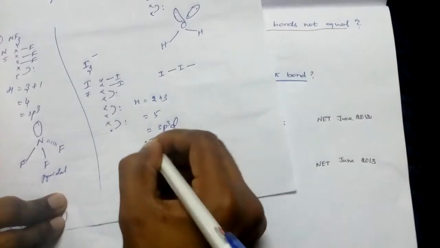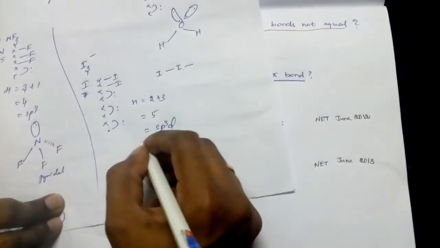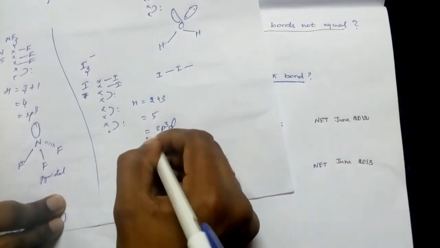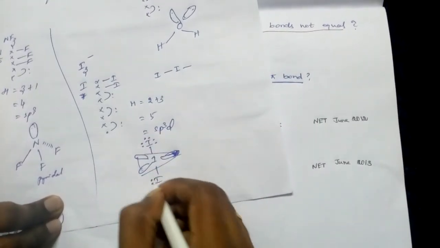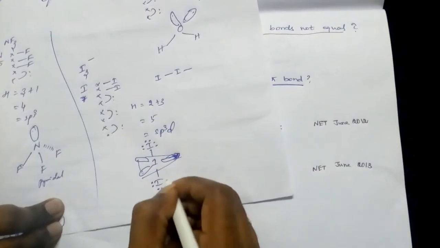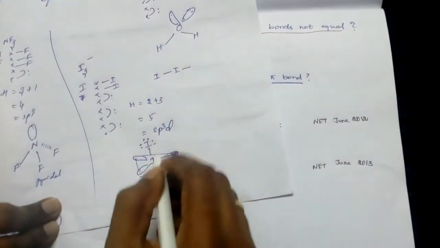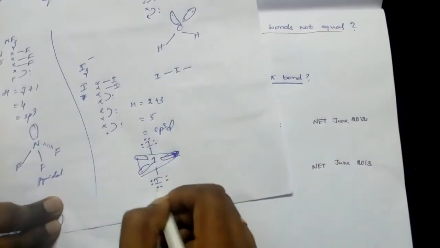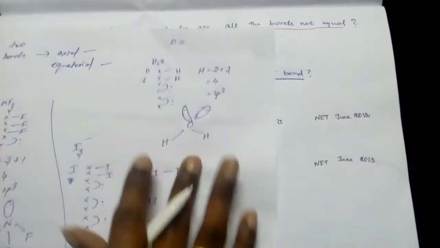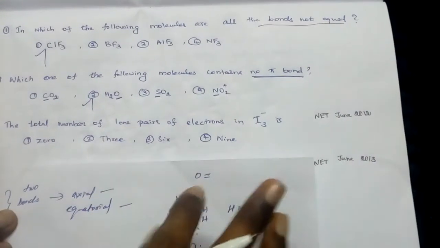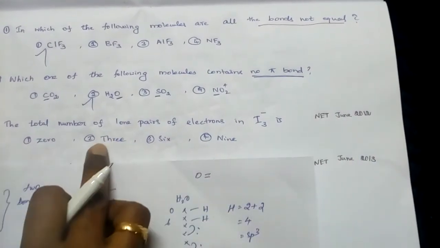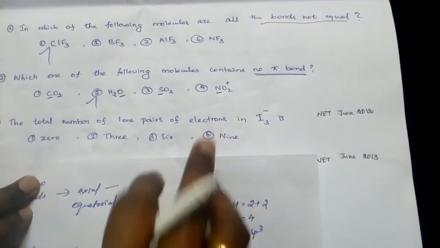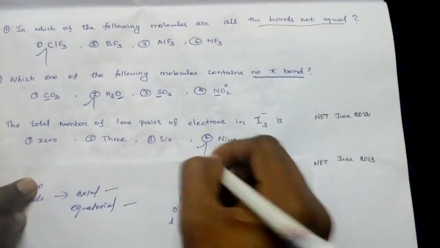Here we know the valency of iodine is 7. 1 2 3 4 5, then 5 6 7. Here 1 2 3, and 3 4 5 6 7. So the total number of lone pairs is 1 2 3 4 5 6 7 8 9. That is 9 lone pairs. They ask for the total number of lone pairs, and many students make mistakes in this question. It is very simple, but they ask it trickily. So 9 is the right answer.